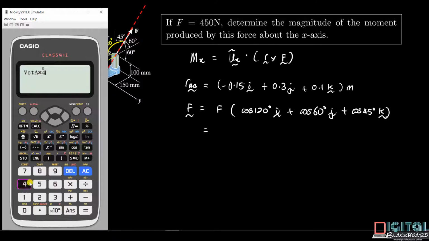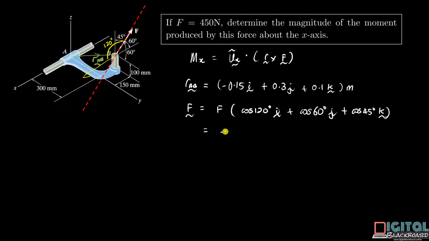multiplied by 450. And that will give us the answer as minus 225 i plus 225 j and then plus 318.20 k. So minus 225i plus 225j plus 318.20k, and this is in newtons.